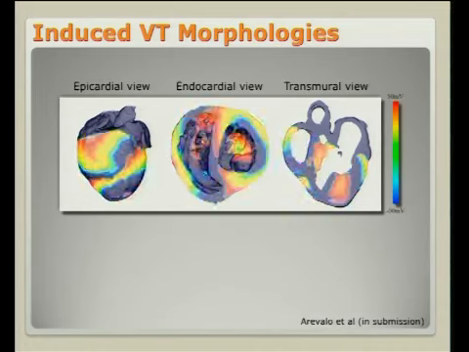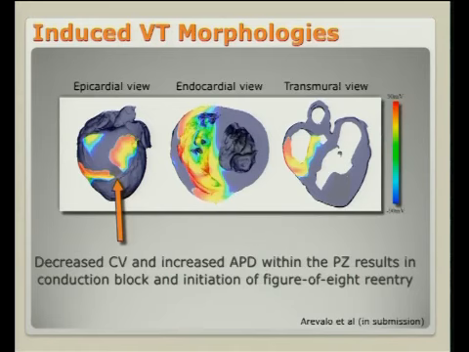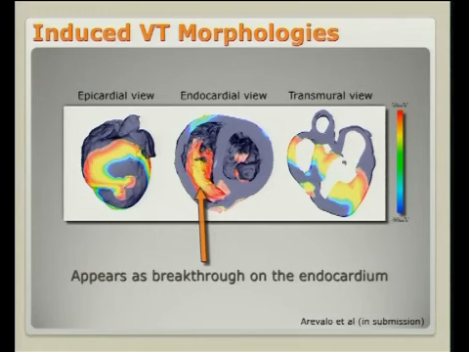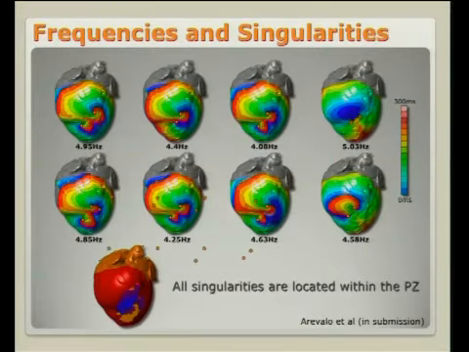You can see here, if you watch this, there is propagation through the scar, through these regions of partially viable myocardium. So again, I'm playing the movie. You can see here that decreased conduction velocity and increased action potential duration within the peri-infarct zone results in conduction block and initiation of figure of 8 right here. And then if you watch the movie further, you can see the endocardium, we have a breakthrough, appears as a breakthrough.